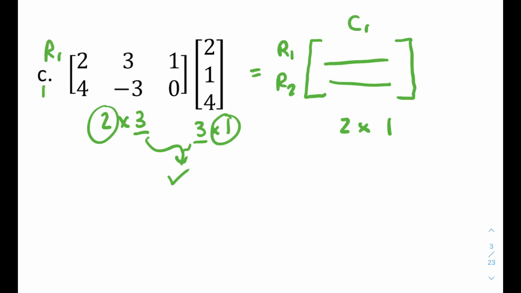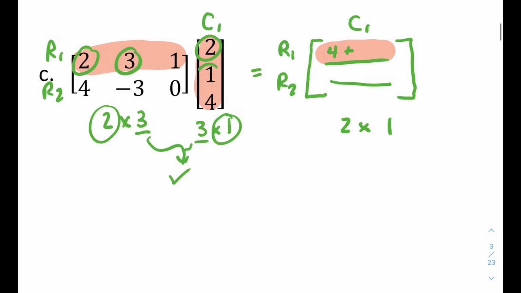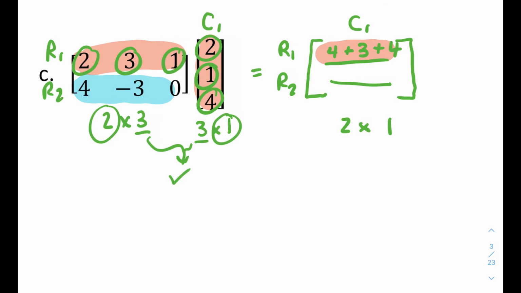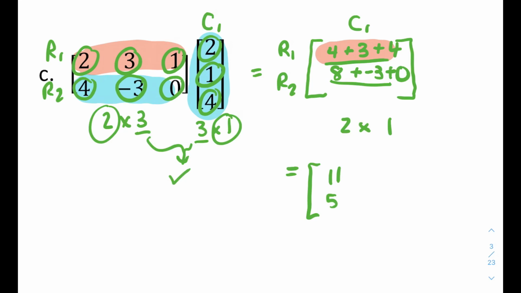And when I multiply things together here, that means to get my element in row 1 and column 1, I'll be performing 3 multiplications. 2 times 2 gets me 4, 3 times 1 gets me 3, and 1 times 4 gets me 4, and then adding those results together. And then if I'm in row 2, I'll be multiplying 4 times 2, and then -3 times 1, and -3 times 4, and adding those results together. So you're going to end up with just a matrix that contains 11 and 5.